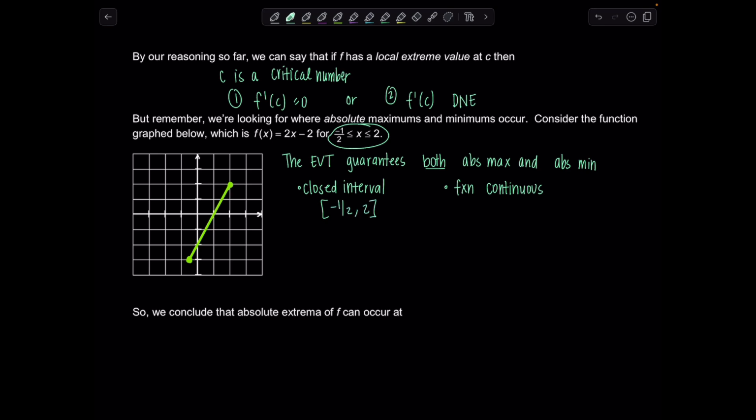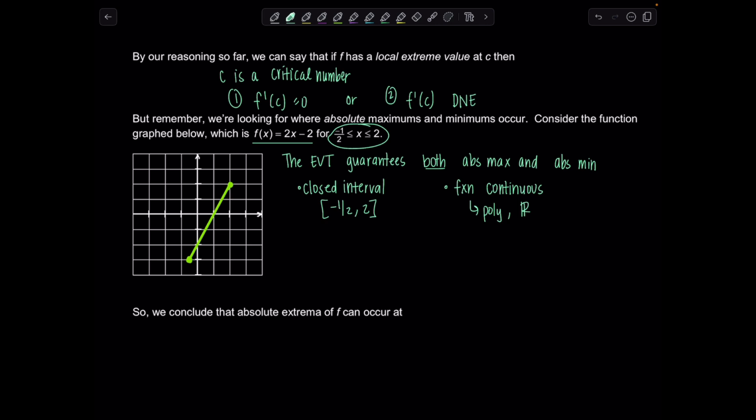It's closed. Is our function continuous? Our function is sweet little 2x minus 2, a line. Lines are boring polynomials, but they are polynomials. Those are continuous on all real numbers. So both conditions of the extreme value theorem are satisfied.